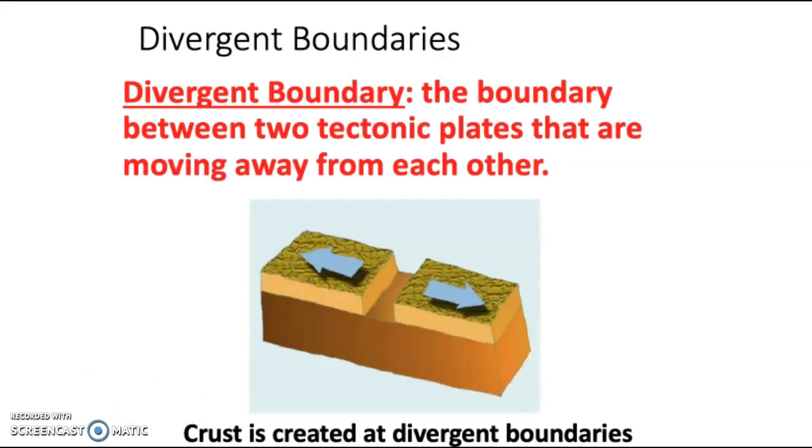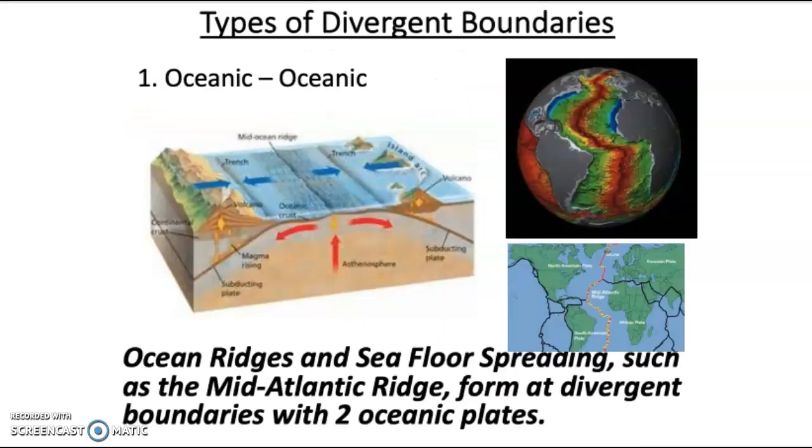So on to our second type of boundary, is divergent. This boundary is when two tectonic plates move away from each other and new crust is created. So while convergent destroyed crust, divergent creates new crust. So types of divergent boundaries.